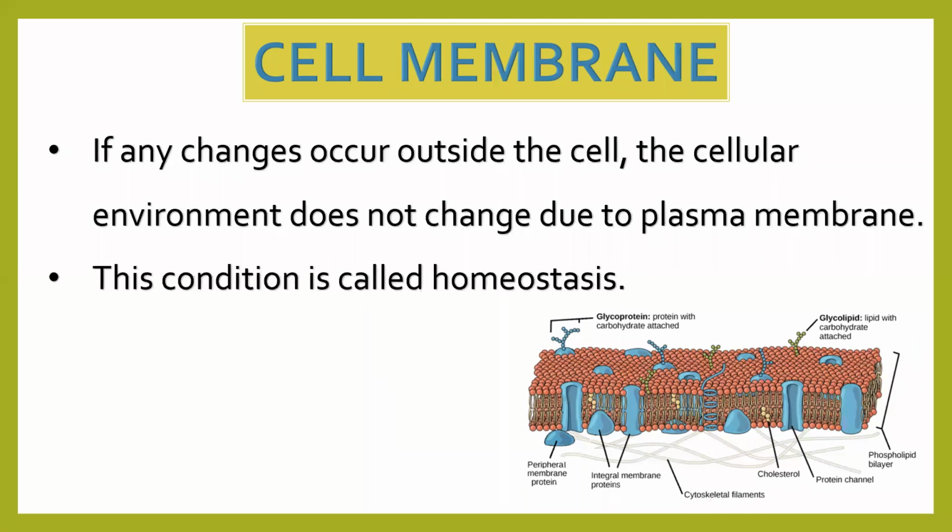Okay? This condition is called homeostasis. What is homeostasis? कि भले कुछ भी हो जाए, cell के अंदर का temperature and environment remains constant. Now let's take an example of humans. If humans go to Antarctic or Himalayas, does our body temperature change? Yes or no? No. Our body temperature remains the same. If we go to any desert area, does our body temperature change?